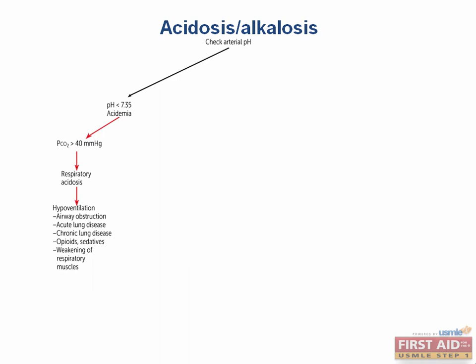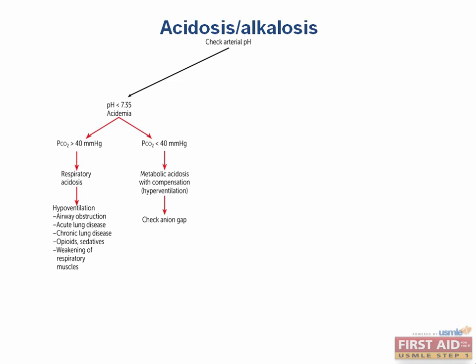What's a normal PCO2? Right, 40. If the PCO2 is greater than 40, then we know that this is at least a respiratory acidosis. This will be caused by anything that causes hypoventilation, such as acute lung disease, chronic lung disease like COPD, opioids, sedatives, or weakening of the respiratory system, as in amyotrophic lateral sclerosis.